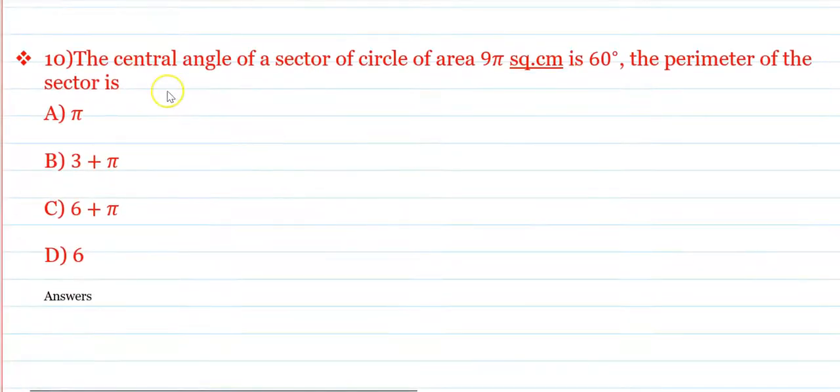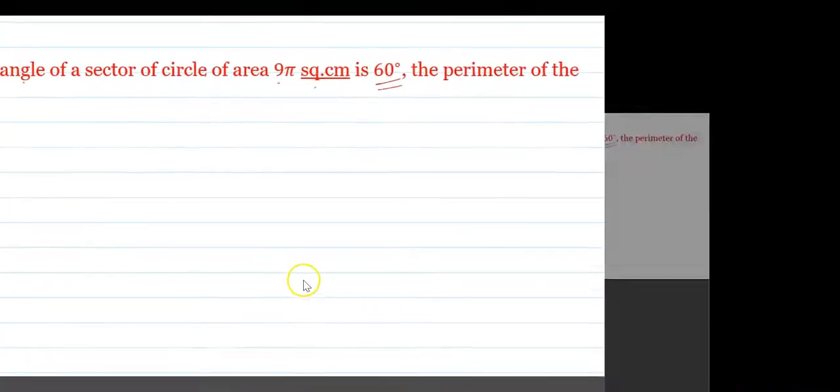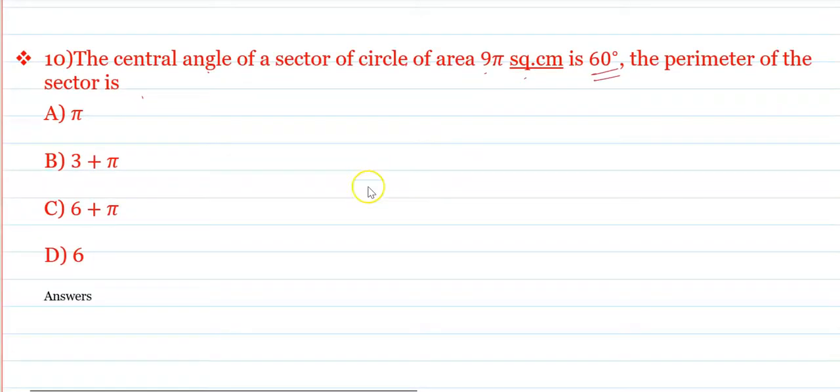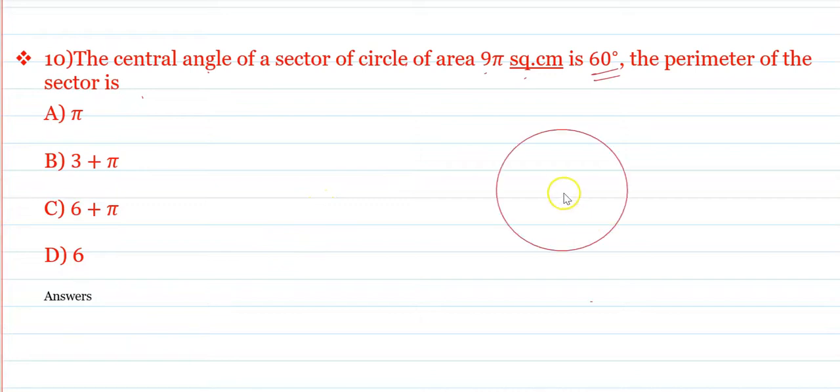Now the next question. The central angle of a sector of a circle of area 9 pi square centimeter is 60 degree. We want to find out the perimeter of the sector. This is the circle. Now the area of the circle is 9 pi square centimeter, and hence the radius of the circle is 3. Okay, angle is 60 degree.